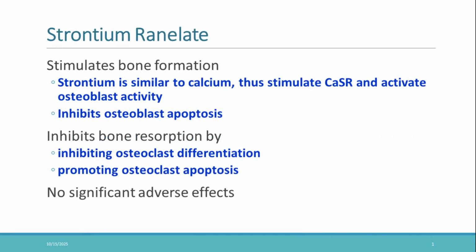Strontium is an alkaline earth metal and resembles calcium, being in the same group 2 of the periodic table. Being similar in properties, strontium is able to stimulate calcium-sensitive receptors and activate osteoblasts. It also favors osteoclast apoptosis.